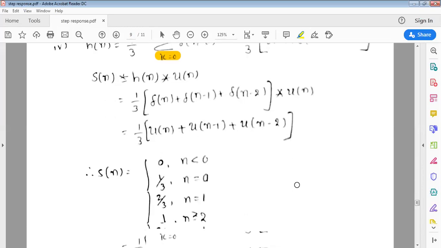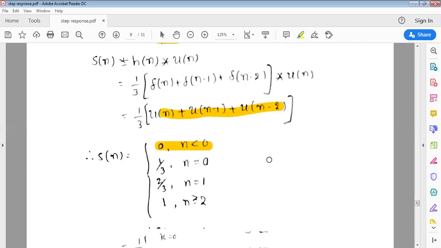What happens? Let us check if n is less than 0. All of them will generate 0 because they do not exist. Therefore, output is 0 when n is less than 0. When n is equal to 0, second term and third term will become 0, they do not exist. This will become u of 0, which is 1 by 3. When n becomes equal to 1, what happens? U of 1 is existing, that is 1, and u of 0 is existing, that is 1, but u of minus 1 will not exist. Therefore, 1 plus 1 will become equal to 2 by 3.